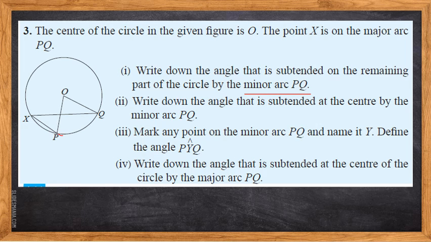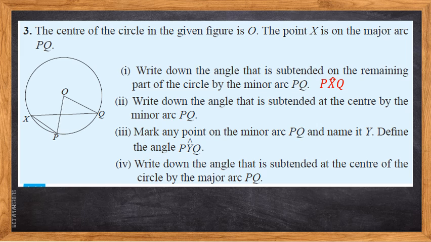Here minor arc is this part. Right? You have to identify the minor arc. Then the remaining part of the circle is actually the major arc. Then if you look at the major arc, the remaining part of the circle, the only point marked on the remaining part of the circle is X. Then the angle would be PXQ. Then you have to write that PXQ. Right. Let's write that PXQ.